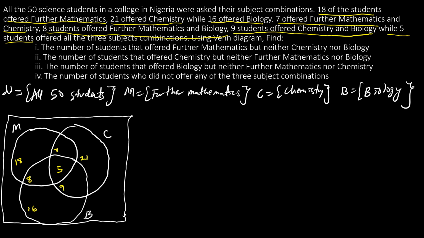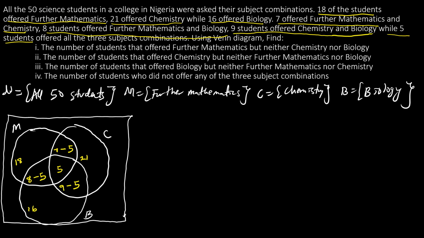Now, here we have 18 students offering further mathematics. We have 8 offering further mathematics and biology. And we have 5 offering all the 3 subject combinations. So to get the number offering only mathematics and biology, we're going to subtract 5 from here. And the same thing is applicable to all other parts, we subtract 5, and also we subtract 5. So 9 minus 5 is now the number of students offering only biology and chemistry, while 7 minus 5 is the number offering only mathematics and chemistry, while 8 minus 5 is the number offering only mathematics and biology, while 5 is the number of students offering all the 3 subject combinations. So that is why we are subtracting 5 from this.